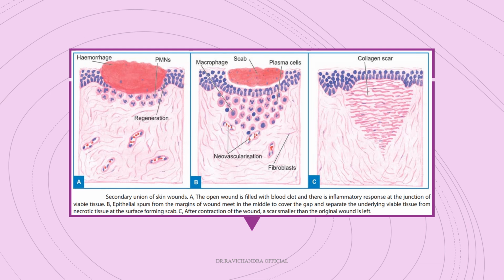And in the diagram C, there is a collagen scar. After contraction of the wound, a scar smaller than the original wound will be left.